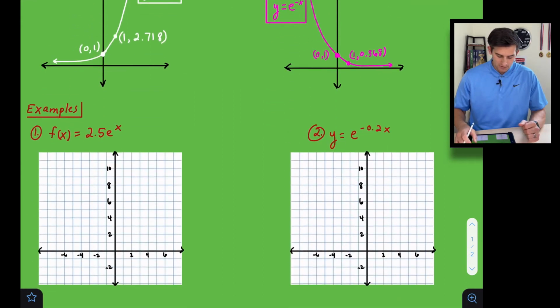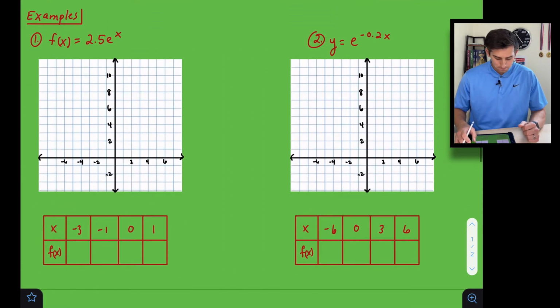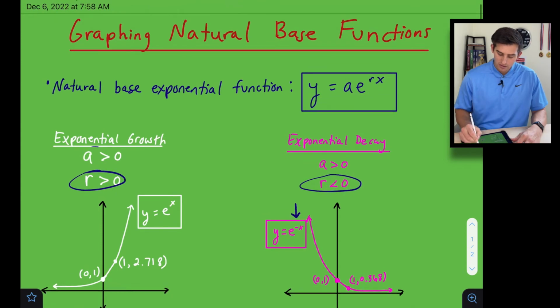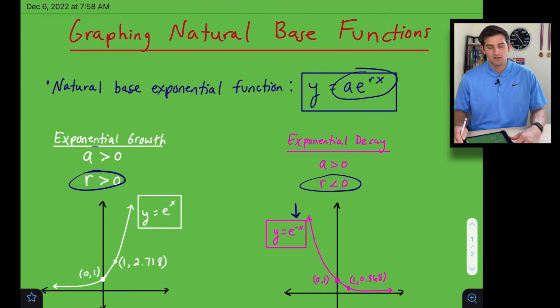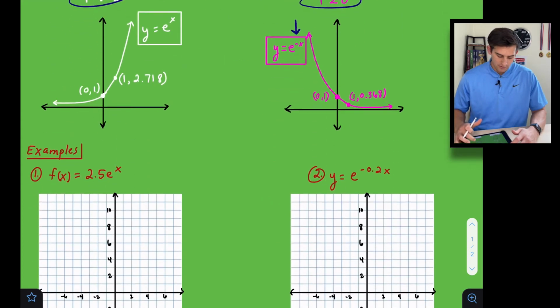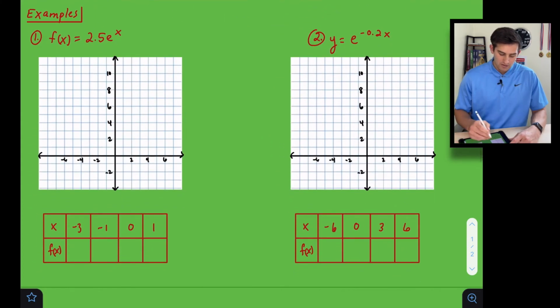Let's take a look at a couple examples here. We're obviously going to graph these, but we also want to see if we can tell from the equation whether it's going to be growth or decay. For example number 1, we have f of x equal to 2.5 times e to the x. We have x right here, so our value for r would just be 1, because if we go back to our original equation, we had y equal to a times e to the rx power, and if r is not there, that just means we have a value of 1. So r is positive, which means this is going to be an exponential growth example.